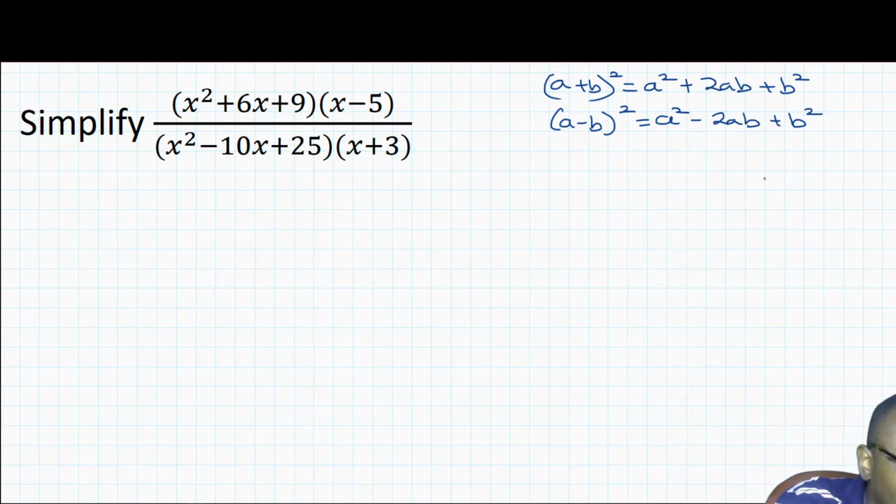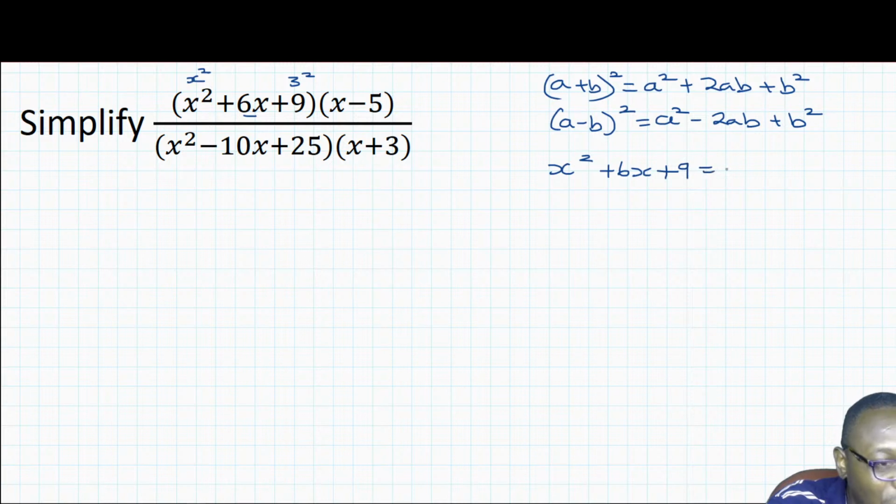So look at all the equations here. Let's do the first one. We have x squared, 6x and 9. So in this case, let's say this is going to be x, and then this is going to be 3 squared. This is x squared, this is 3 squared. So we're going to pick x multiplied by 3. That is 3x multiplied by 2. That's going to be 6x. So that top one is going to look like this: x squared plus 6x plus 9 is going to be (x plus 3) squared.